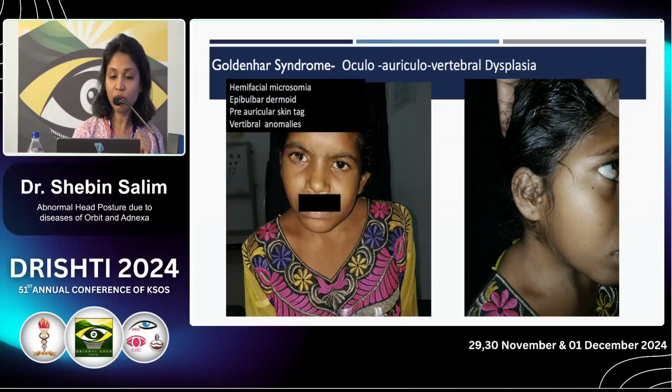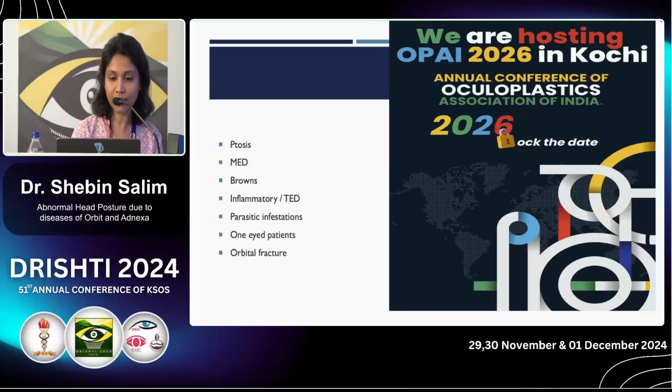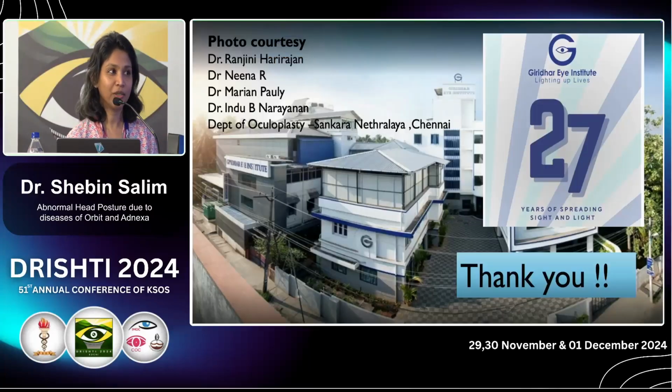So this is Goldenhar syndrome, that is oculoauriculovertebral dysplasia. Here the abnormal head posture is not exactly due to the ocular condition, but because of the vertebral anomalies. A lot of conditions including ptosis, monocular elevation deficiency, Brown's, inflammatory conditions, parasitic, anophthalmic socket, fractures, all these can cause abnormal head posture. So whenever we see an abnormal head posture, we have to evaluate for it. Thank you.